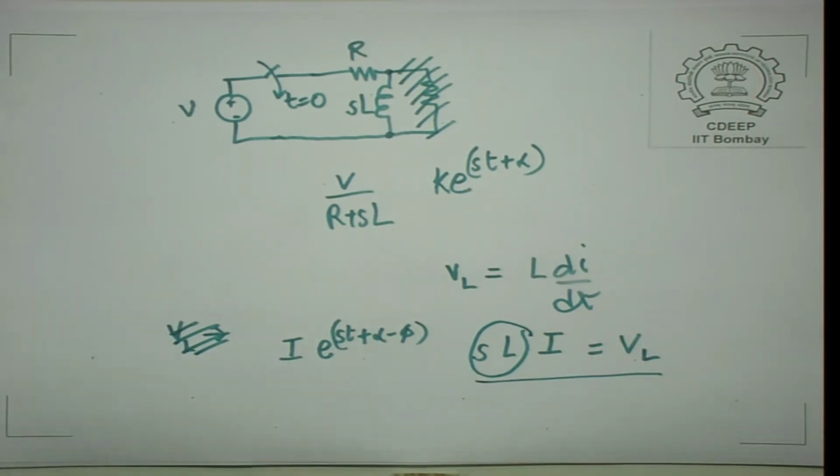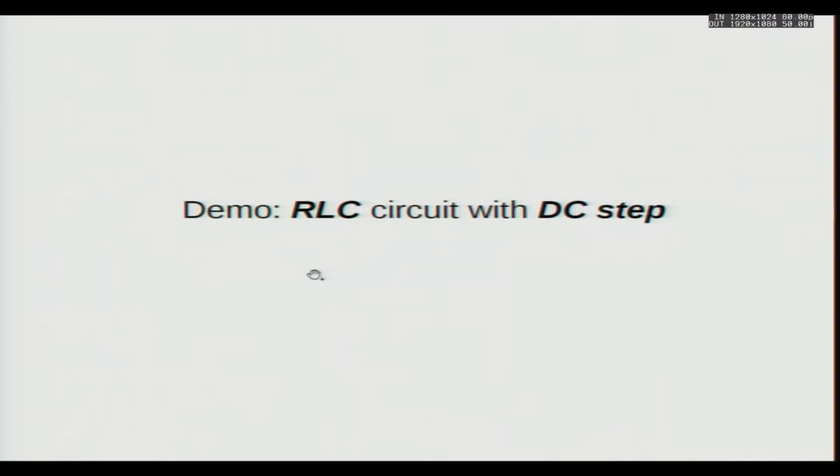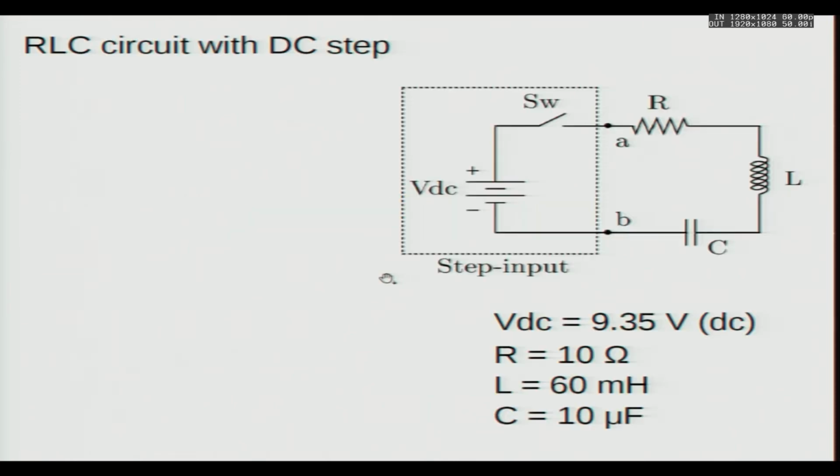So, what we can do is, in more complicated circuits also, we can obtain what is known as the impedance and quite easily get the steady state response. For example, if you take now a slightly more complicated circuit, which is an RLC circuit, and apply a step to it. So, if you take an RLC and give it a DC step.